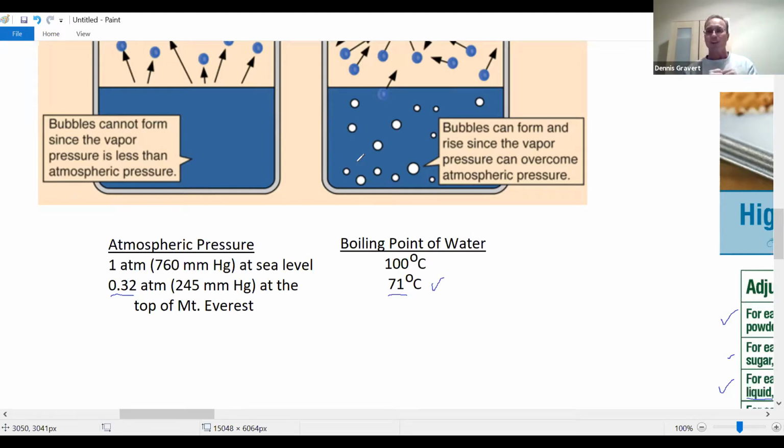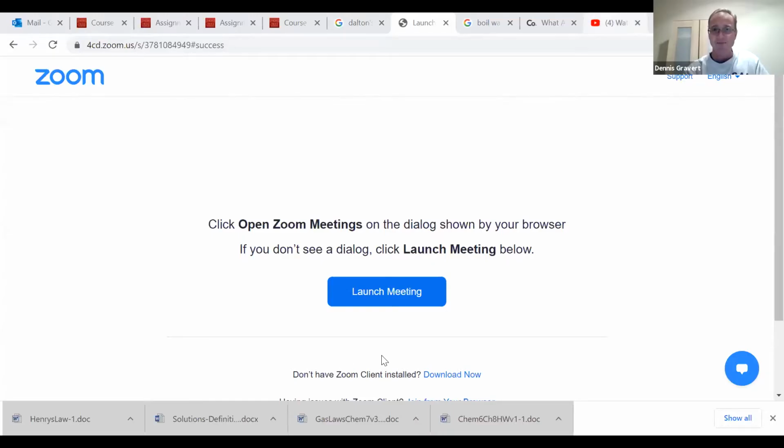Well, what if we want to lower that to 25 degrees, room temperature? We need to remove the pressure even more. So let's do that. I found a couple of YouTube videos. One I posted on Canvas, and the other one I have right here. I'll switch over here. I'm hoping that's working, but let me double check. Screen share it one more time.